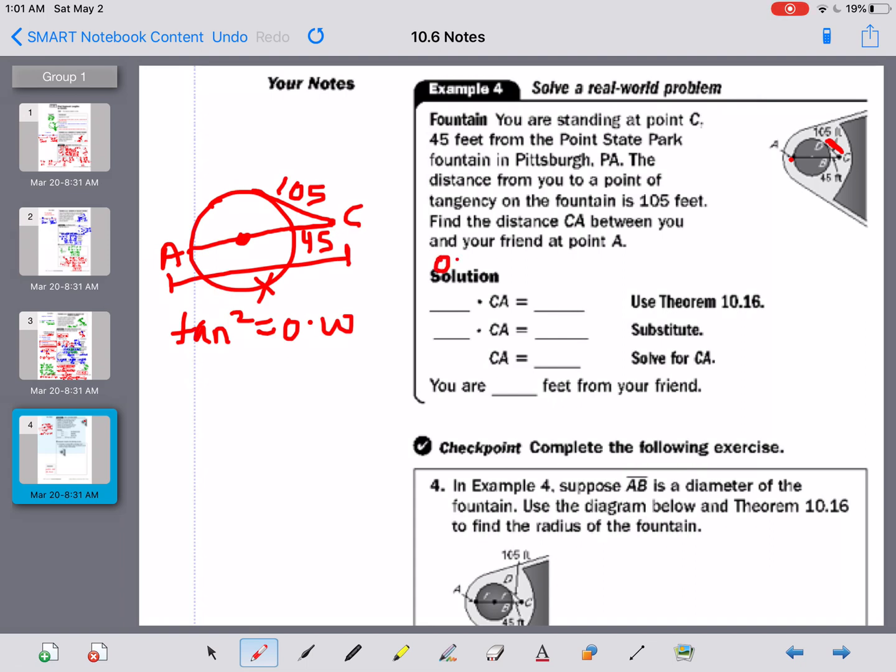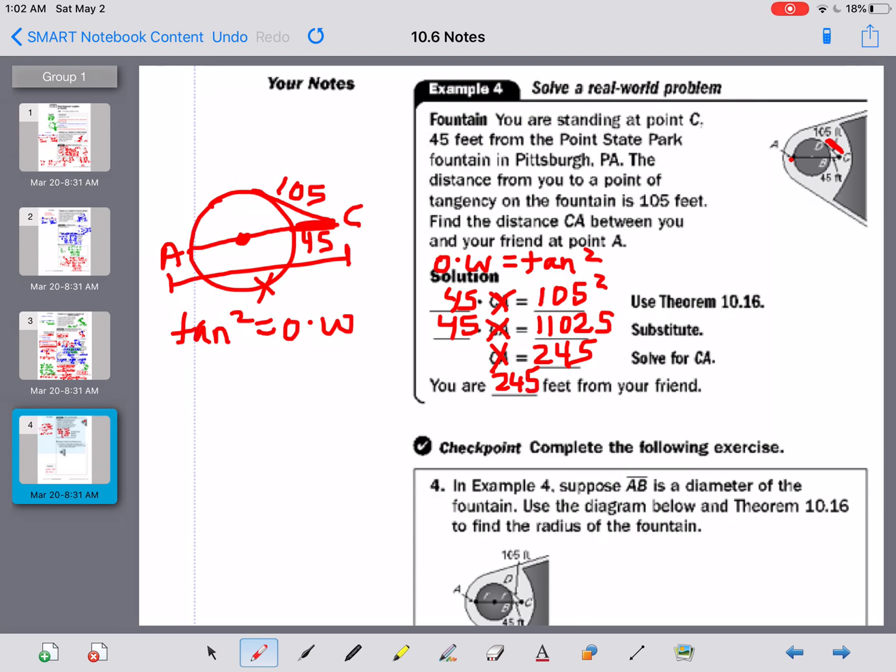So the whole thing is CA, or I'm going to call it x, and my outside part is 45. My tangent is 105, and I'm going to square it. So on this side I have 45x, and 105 squared is 11,025. This one's a nice one. We don't have an x squared, so we're just solving for x. Divide by 45, and I get x equals 245. So we are 245 feet away from our friend.